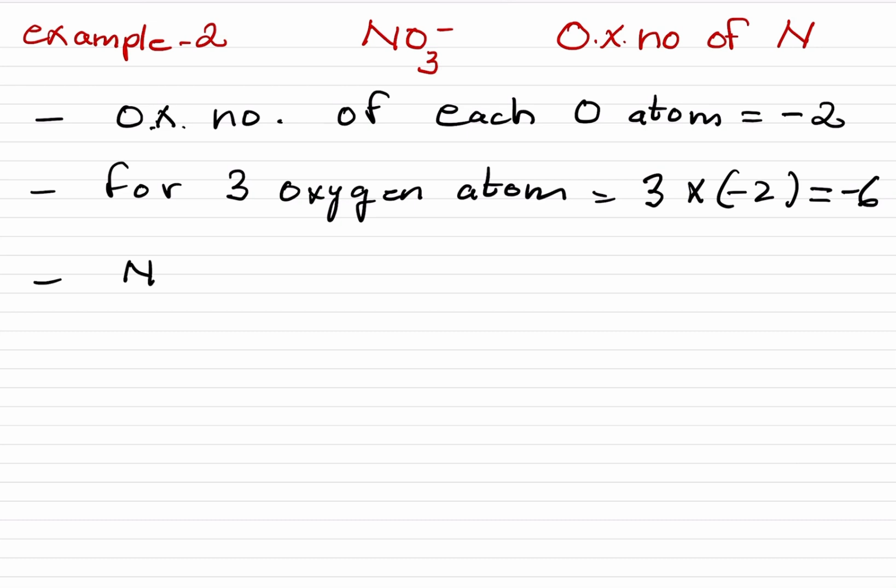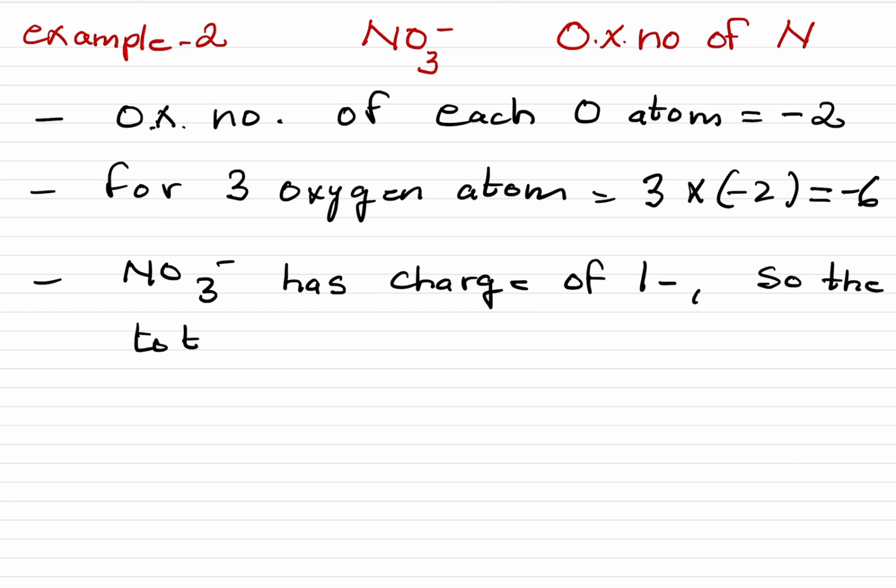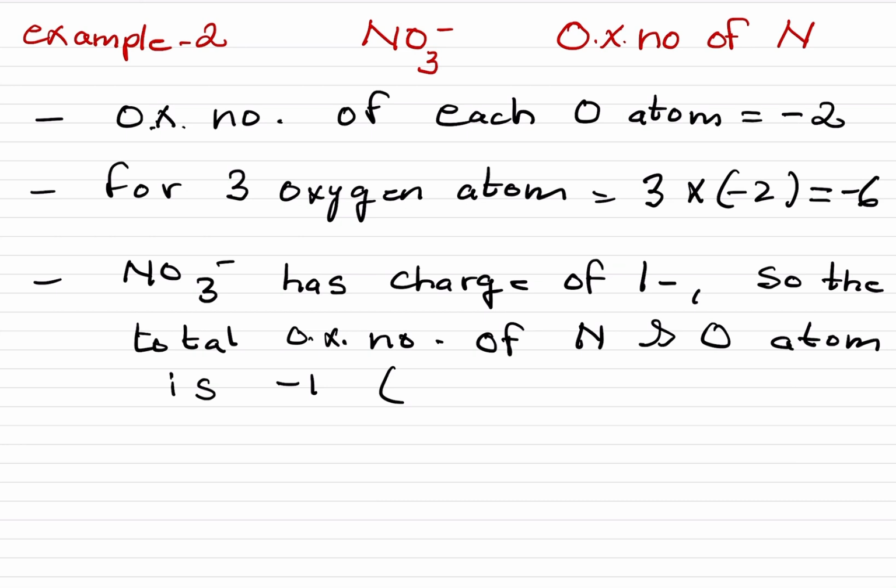Now NO3 negative has a charge of 1 minus. So the total oxidation number of nitrogen and oxygen atoms is -1. This is according to rule 6. If you go back, you'll see it is according to rule 6.